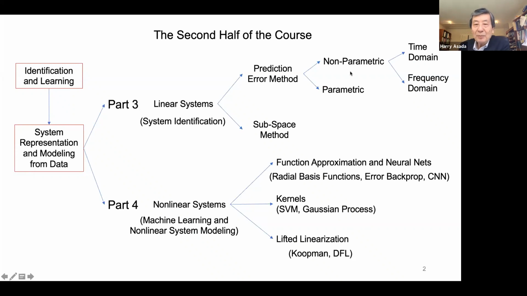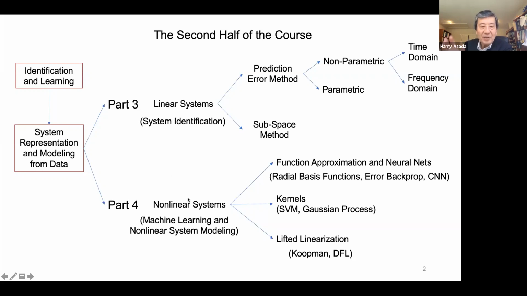We have a non-parametric representation and a parametric representation. In the non-parametric representation, we have the time domain method and the frequency domain method. System identification itself is kind of broad, combining linear and nonlinear systems, but we just picked one good set of materials to be covered here in part 3. In part 4, we go to nonlinear systems.